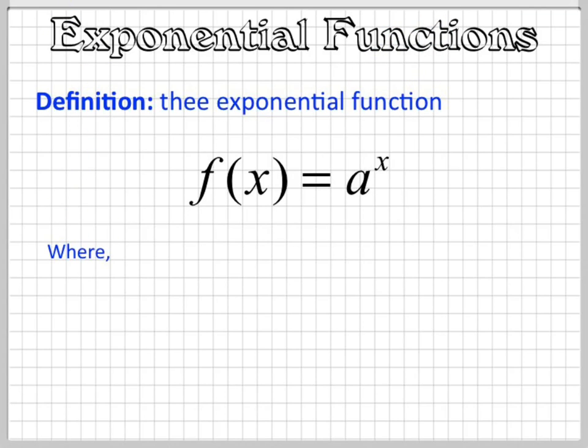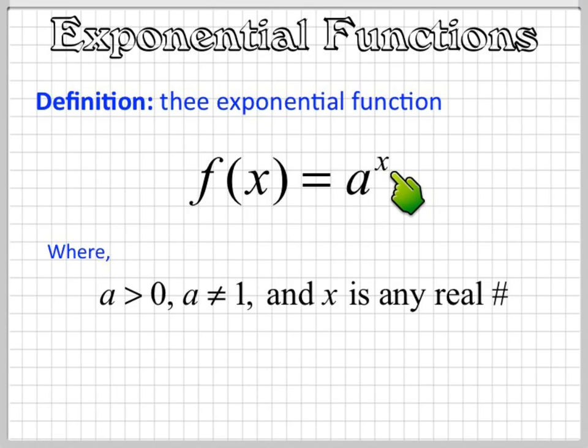It has to have the variable up in the exponent right here. And this a, it wouldn't be an a, it'd be a number, an actual number. That's just a placeholder right there, so you guys can copy down a formula. This is the exponential function. That's why it has two e's.